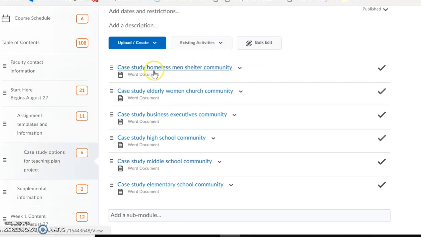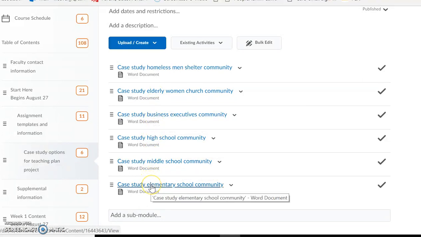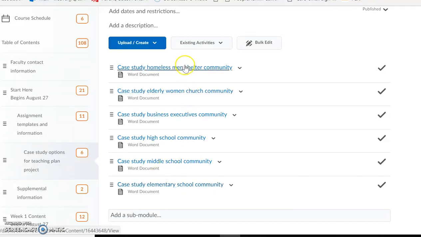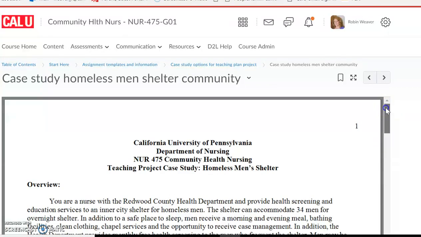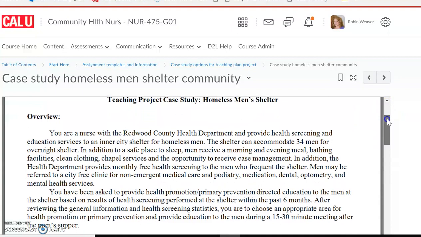So I have a case study of a homeless men's shelter, of elderly women in a church, business executives, high school students, middle school students, and elementary students. So we were trying to capture a lot of different kinds of populations so that we hopefully will hit the interest of everyone. I'm going to just open the homeless men's shelter case study. So it gives you a little story.